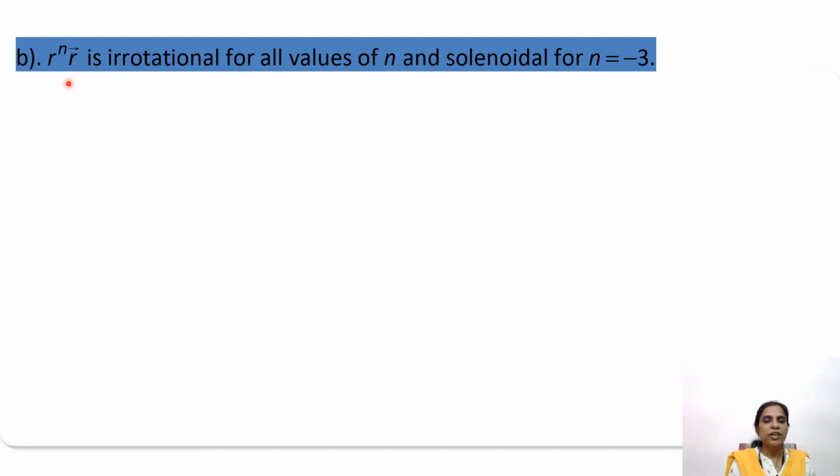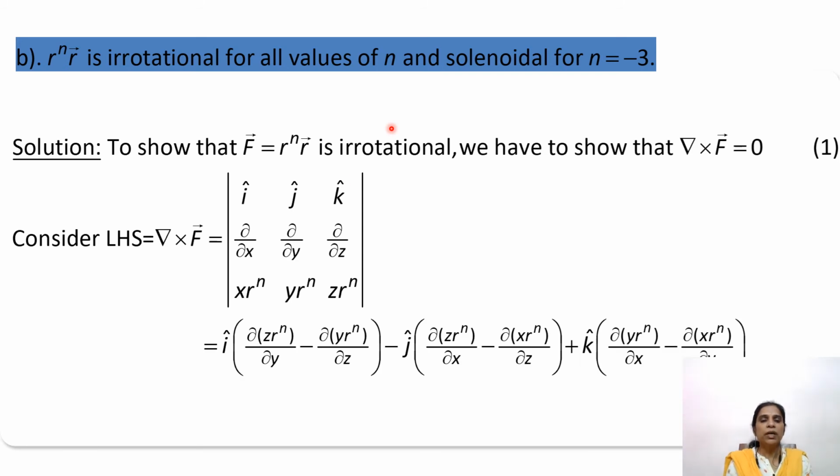In this example, a function of r is given as r to the power n into vector r, which is irrotational for all values of n and solenoidal for n equal to minus 3. So we need to show that this vector field is irrotational whatever the value of n, but it will be solenoidal only when n is equal to minus 3. So we take f to be r^n times vector r. We have to show that curl f is equal to 0. To show that this is irrotational, we have to show curl f equal to 0.